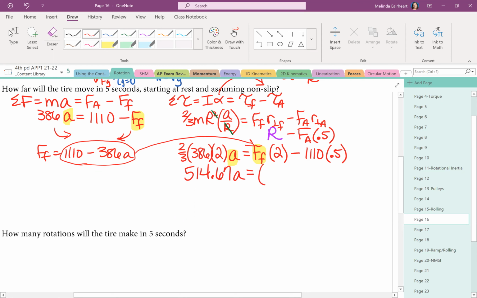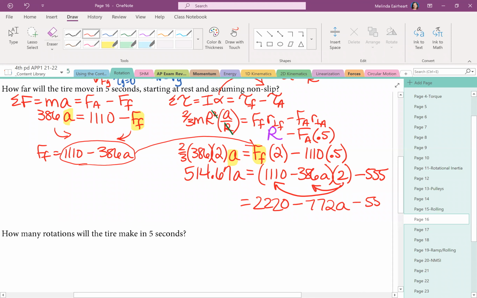equals, now for the force of friction, I'm going to plug in that other equation, we'll distribute that in a second, and then half of 1,110, 555. And so next algebra, y'all, it's just algebra here, right? And so distribute, and so we get 2,220, and then 386 times 2. What's our next algebraic step?